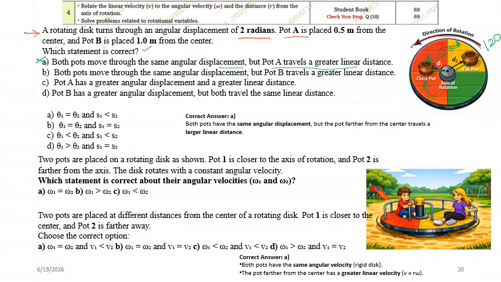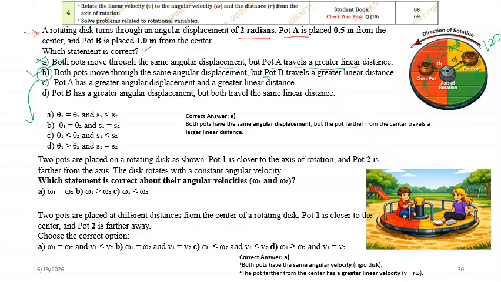Now, second option, look: both ports move through the same angular displacement. This is correct. But port B travels a greater linear distance. Port B is farther away, so obviously, what is farther away will cover more distance. So which will be the correct answer? This one.